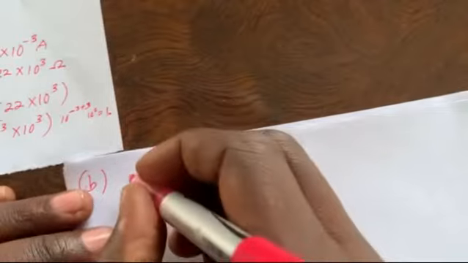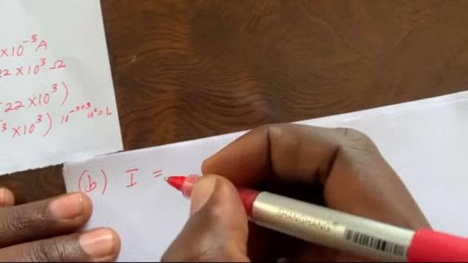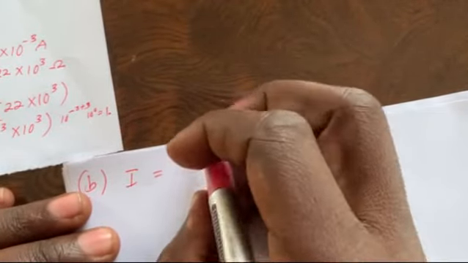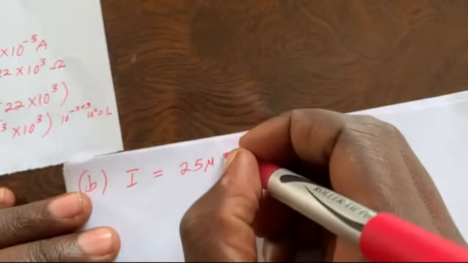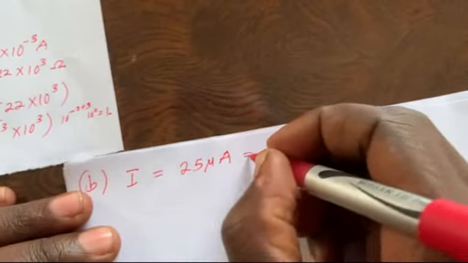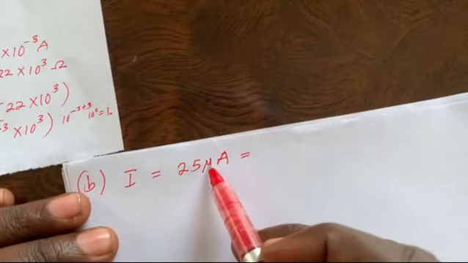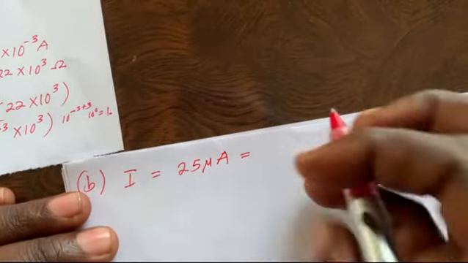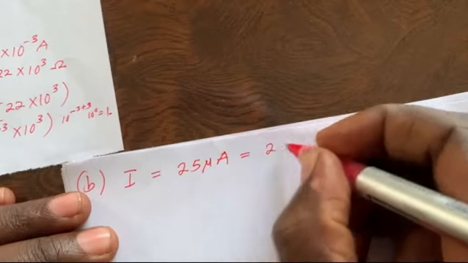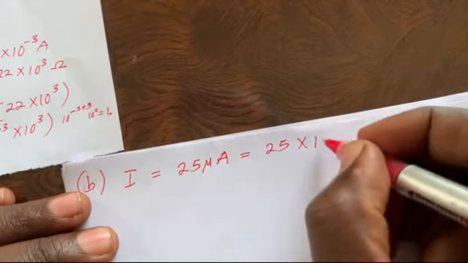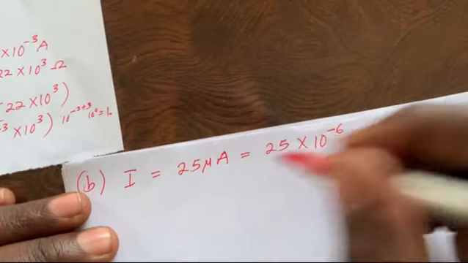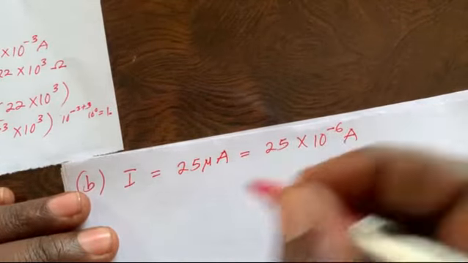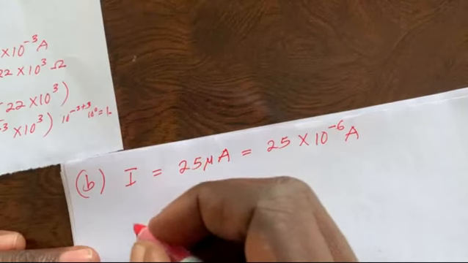Here we are given the electrical current flowing through a circuit. This is 25 microampere. Again, this is not the SI unit. Remember, micro is 10 to the power of minus 6, so you change it to ampere. You multiply the 25 given by 10 to the power of minus 6 since it is a micro. Now we have it in ampere, the SI unit.